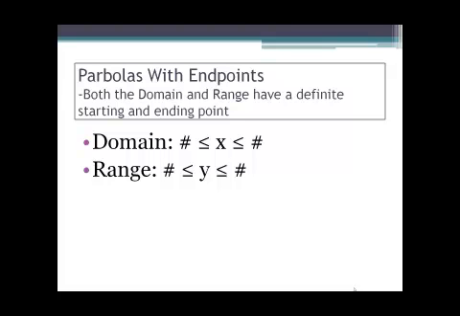We're going to be looking at two different types of parabolas today. We're going to have parabolas with endpoints, which means that both the domain and the range have a definite starting point and a definite ending point. And we're going to write those using interval notation like this.